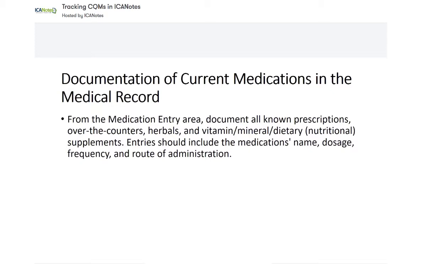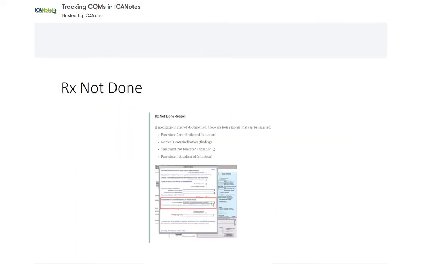Again, same thing with the improvement. A higher score indicates better quality. All right. Next, we're going to the use of high-risk medications in the elderly.